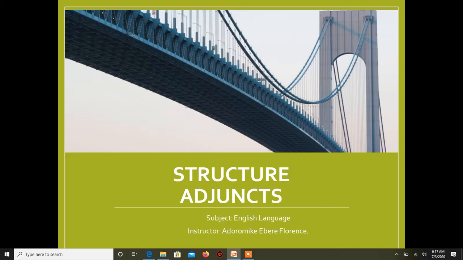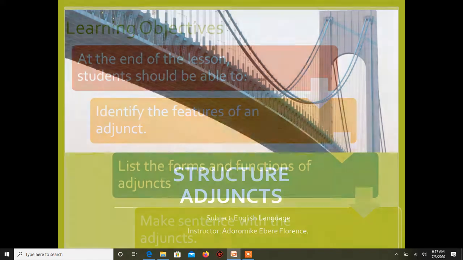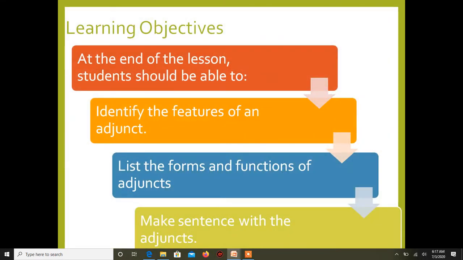Today I'll be taking you on English language, and the topic for today will be adjunct. My name is Adoramike Ebere Flores. For my learning objective, I expect that at the end of the lesson, students should be able to identify the features of an adjunct. They should be able to list the forms and functions of adjunct and make sentences with the adjunct.